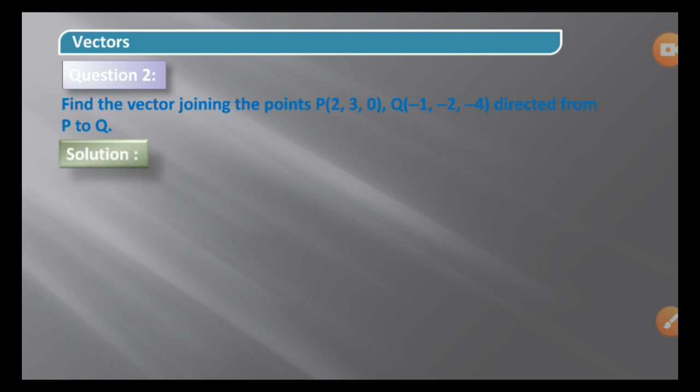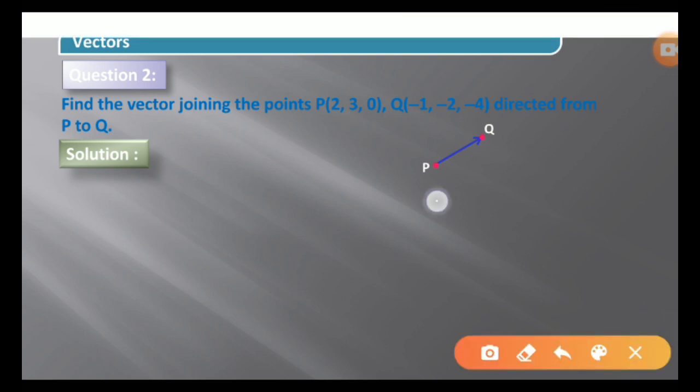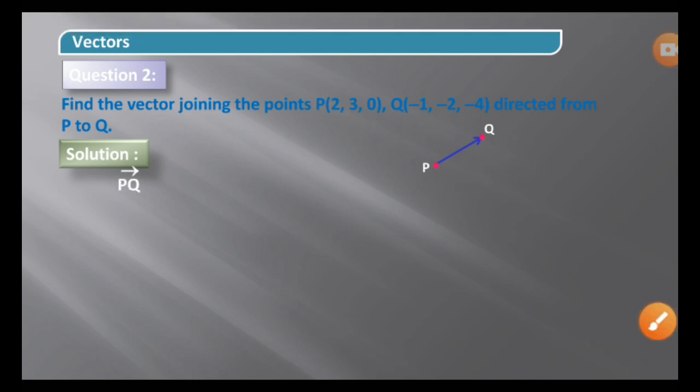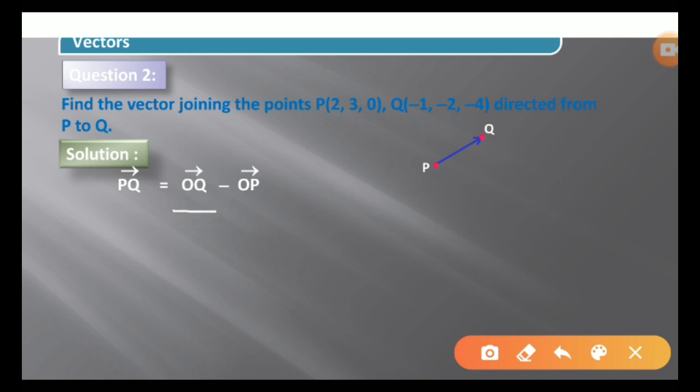Let us go for the solution. Here we will consider 2 points P and Q. Already I have told the student, the direction is from the point P to Q. Therefore PQ will be OQ minus OP vector, because OQ is the position vector of the terminal point minus OP, the position vector of the initial point.